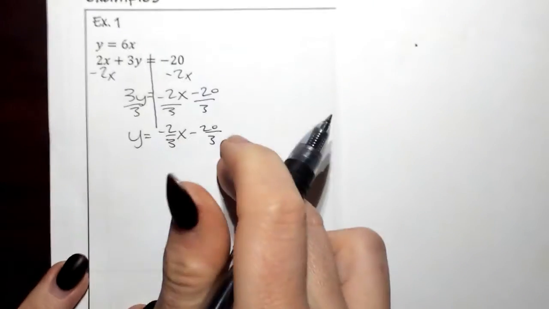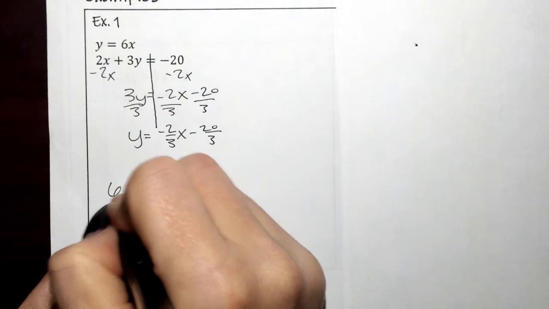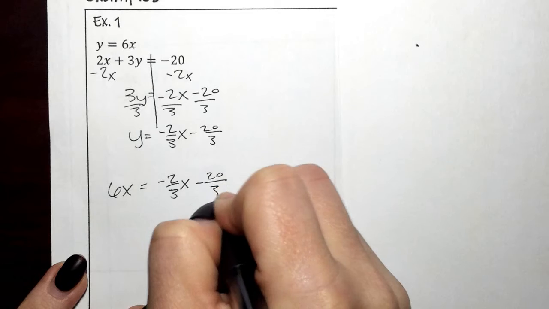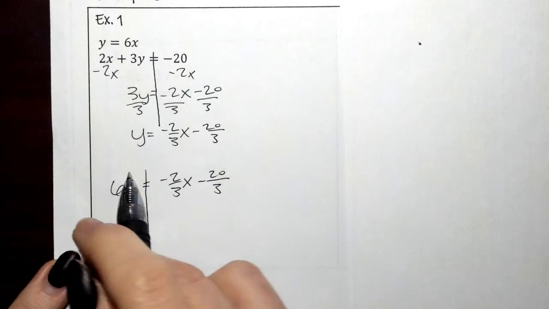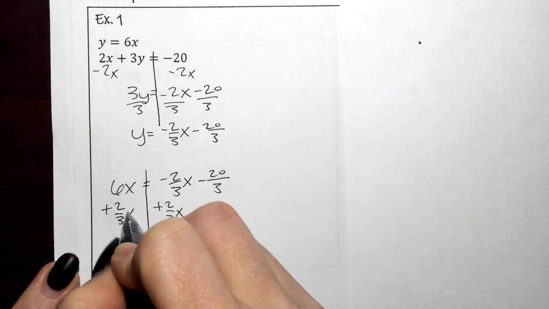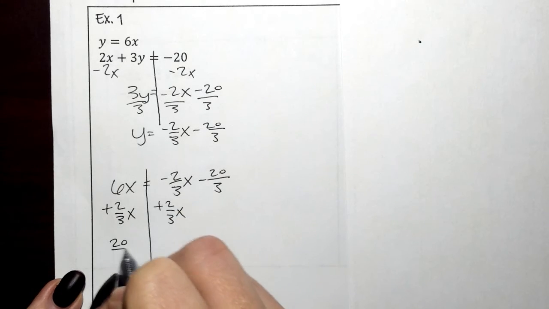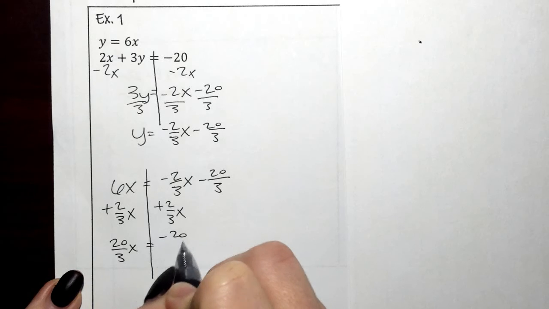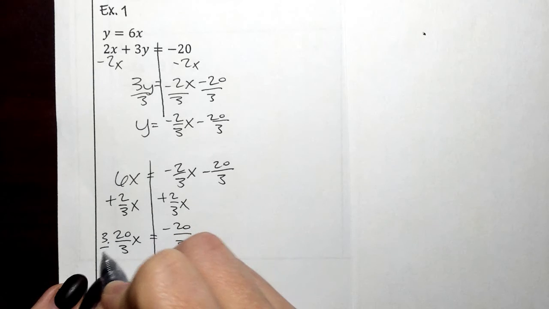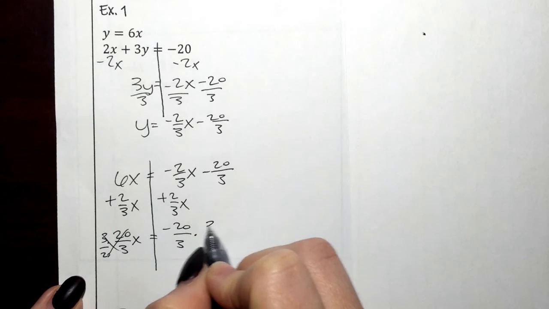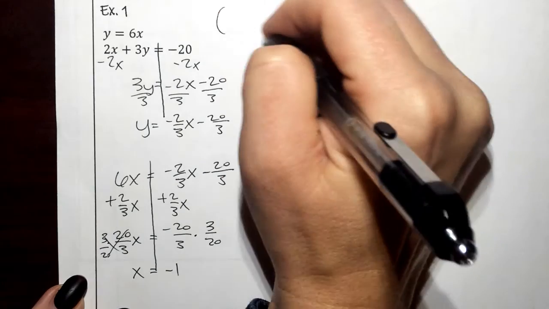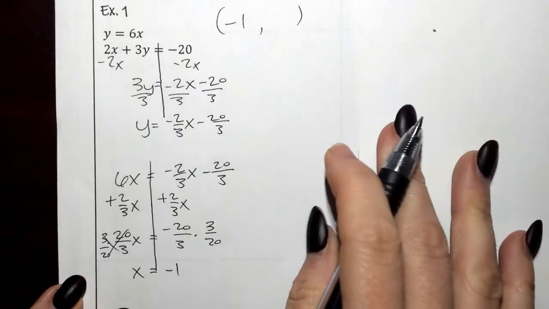Now I can set this whole thing equal to this. So we've got 6x equals negative 2 over 3x minus 20 over 3. Move my x value, so add 2 over 3x. This is 20 over 3x equals negative 20 over 3. In order to get rid of this fraction, I'm going to multiply by the reciprocal. x equals negative 1. Again, we're looking for that point, and that's our x value.